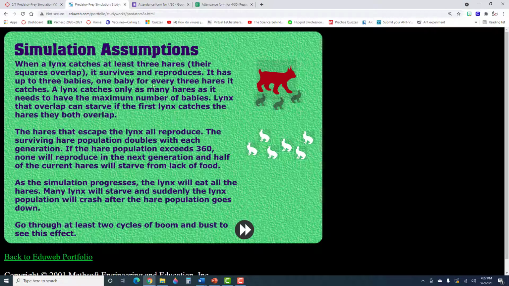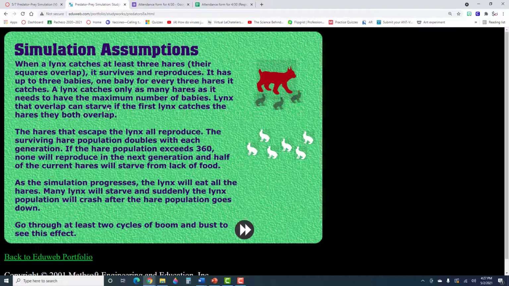So when a lynx catches at least 3 hares, their squares overlap, and it survives and reproduces. So this lynx caught these 3, it landed on them, so it eats them. And because it got to eat, it gets to reproduce and have a baby. You have one baby for every 3 hares that you catch. A lynx catches only as many hares as it needs to have the maximum number of babies, and it can have up to 3 babies. So it can't catch more than 9 hares because that would exceed the maximum.